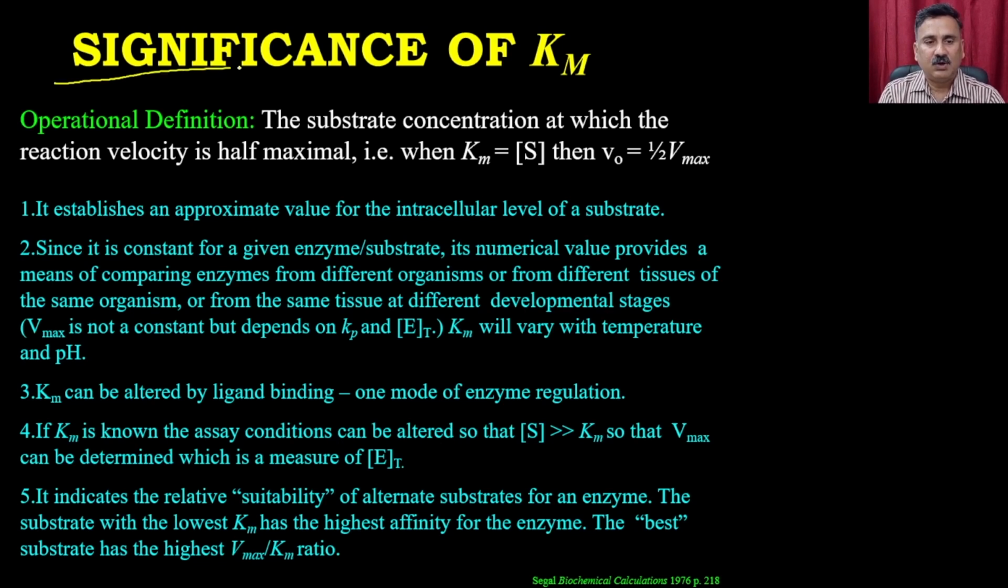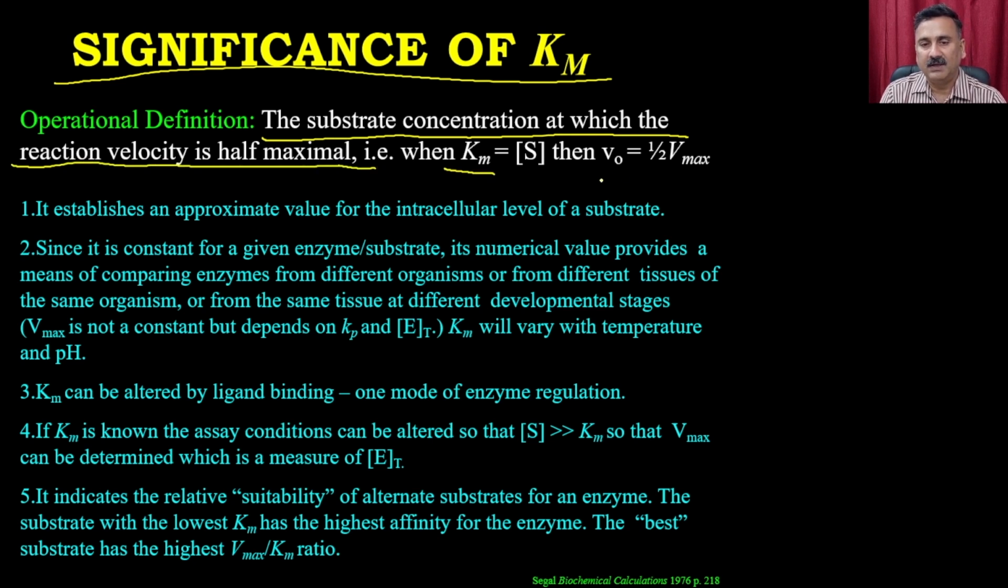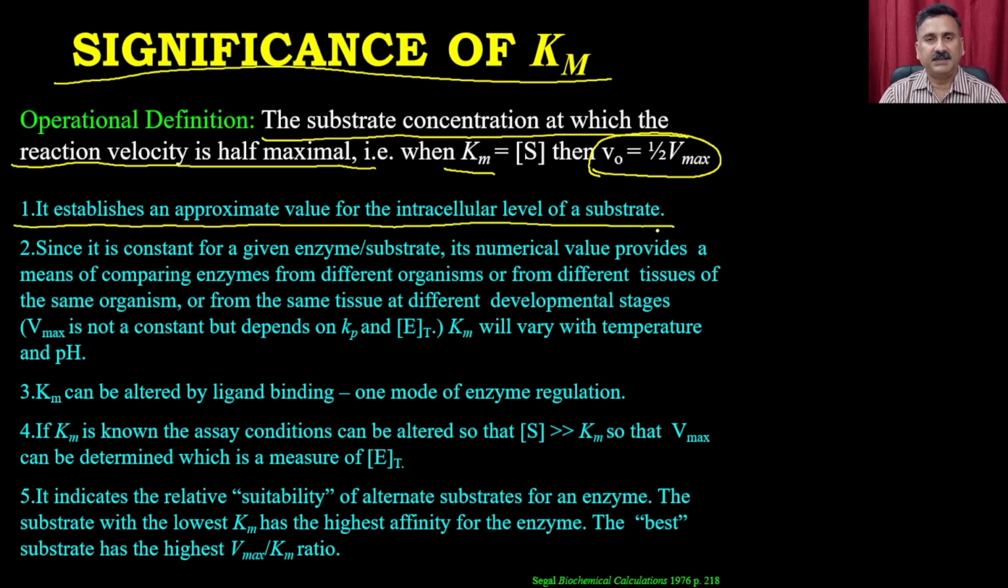Now, what will be the significance of the Km in enzyme kinetics? This is the definition of the Km: the substrate concentration at which the reaction velocity is half of the maximal, that is, the Km is the substrate concentration when the initial velocity is half of the velocity maximum Vmax. It establishes the approximate value for the intracellular level of substrate. This means if you want to attain half of the maximum velocity, you should have a substrate concentration equivalent to the Km value.